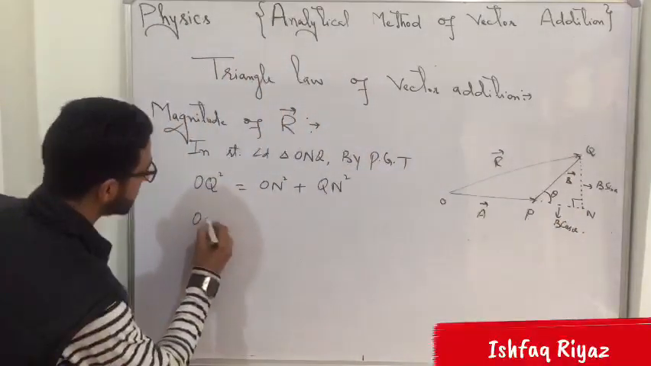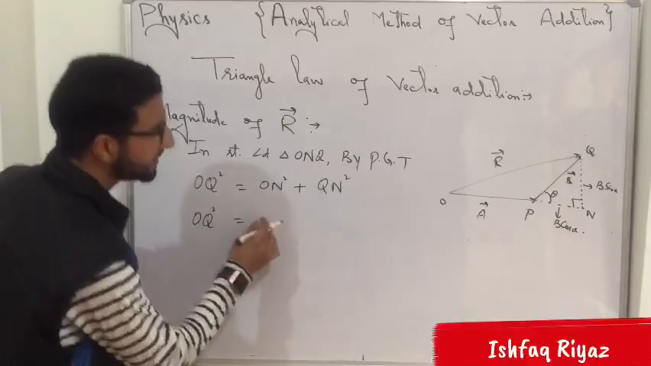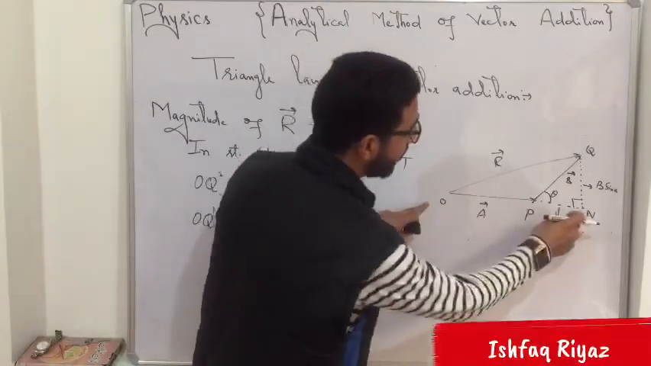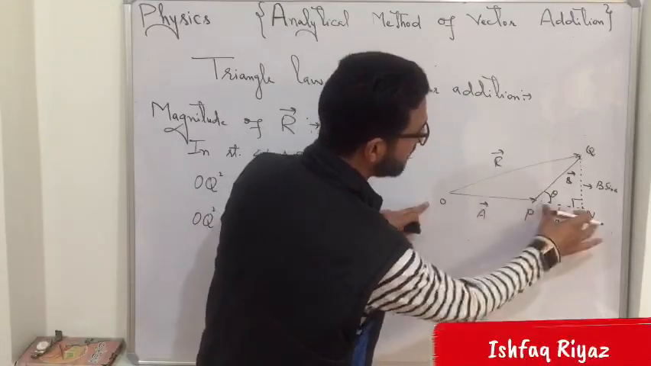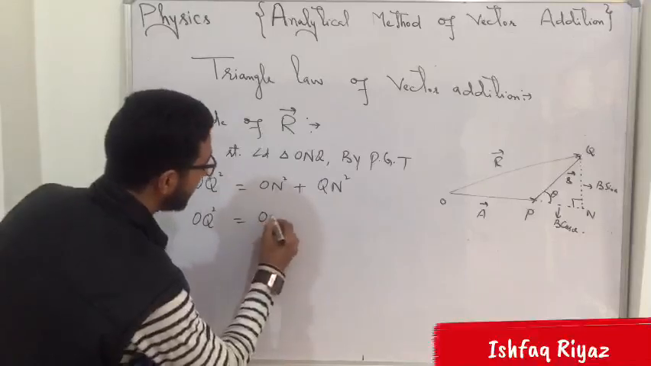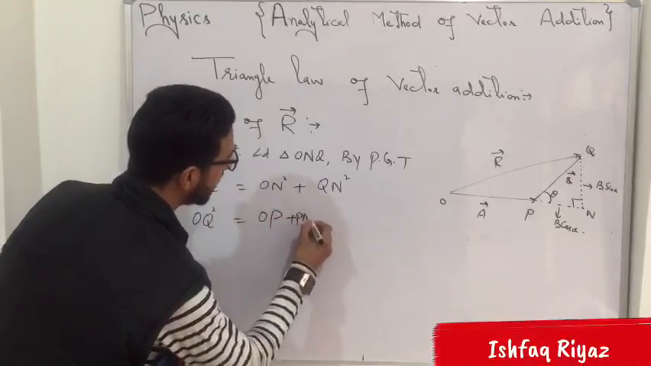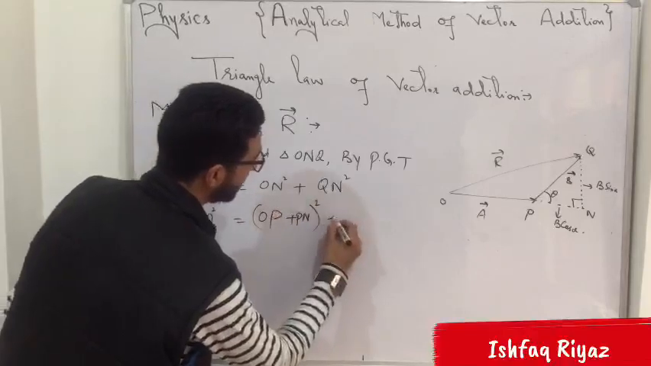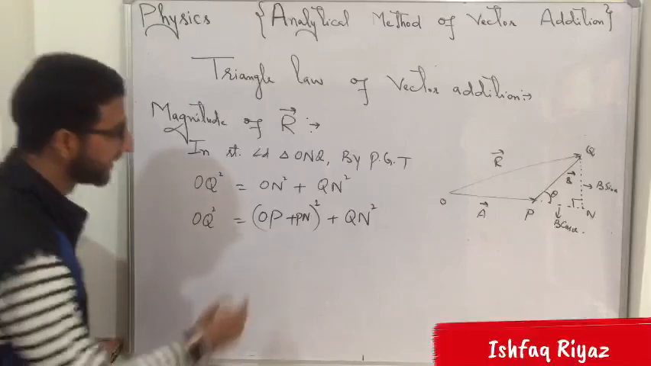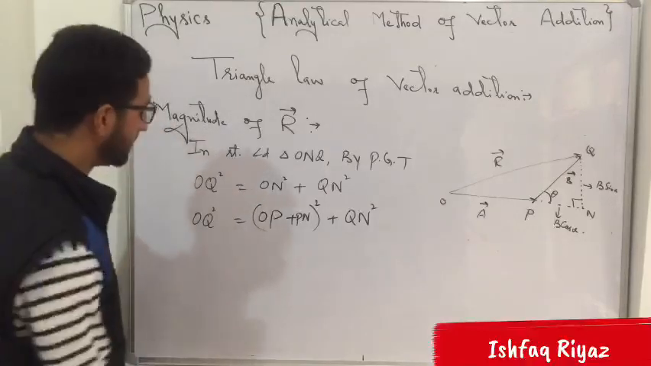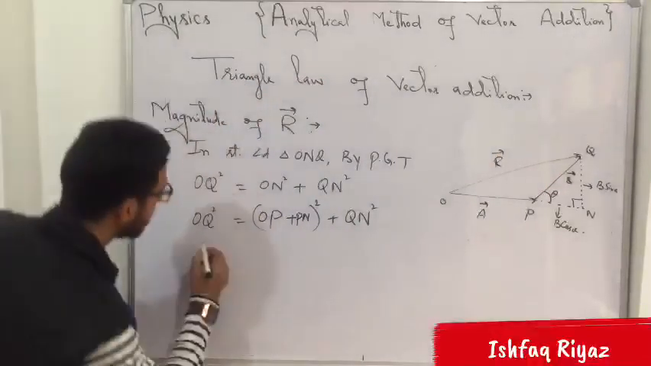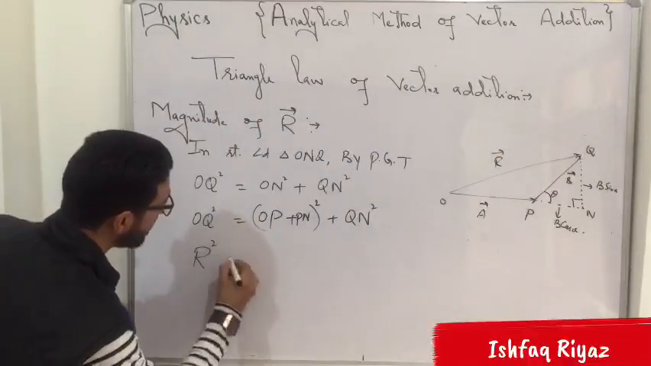Okay. So this is magnitude of OQ square. It is equal to ON. See it from the diagram. Can I write ON is equal to OP plus PN? Yes, I can. So ON के बदले लिखूंगा OP plus PN whole square plus QN square. ठीक है ना? Okay. Now let me substitute the values. Now OQ के बदले क्या लिखूंगा? That is equal to magnitude of the resultant vector R. So I will write it R square here.